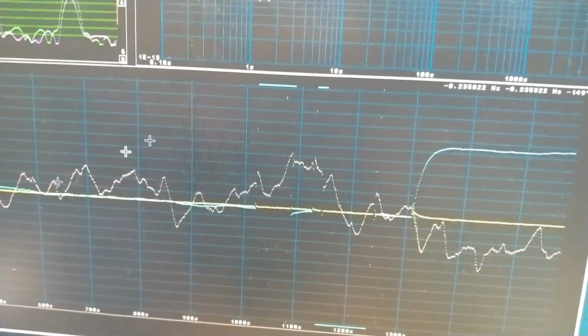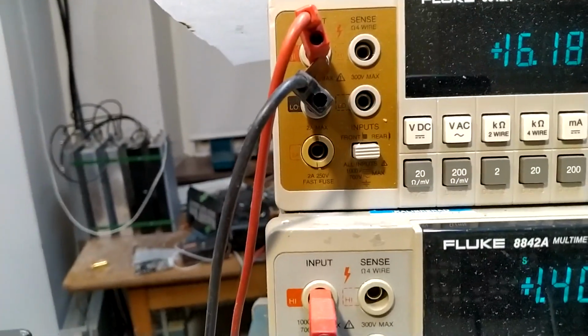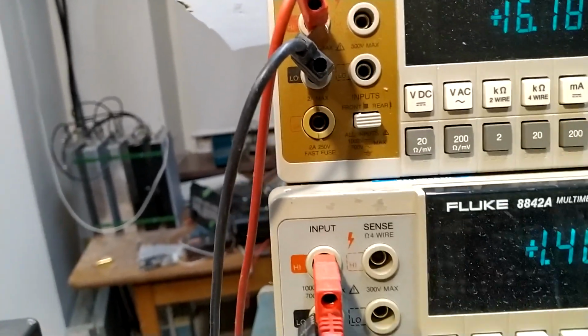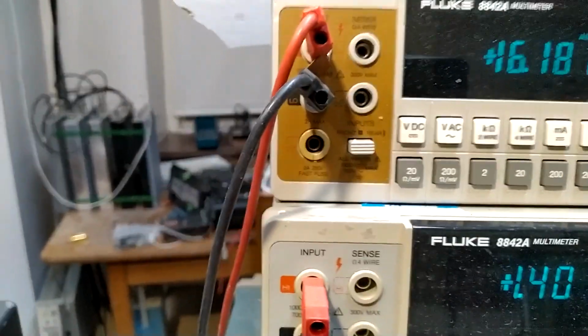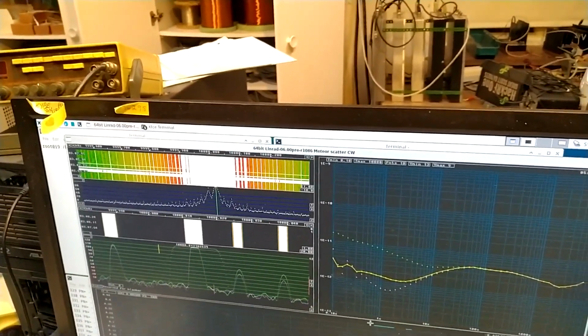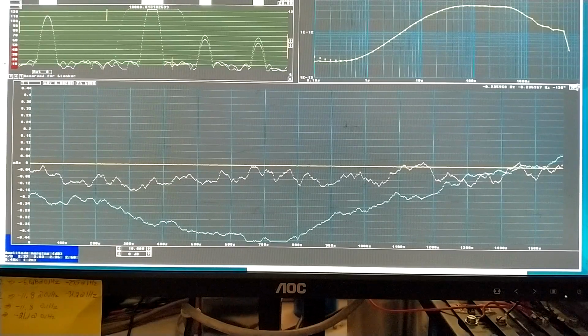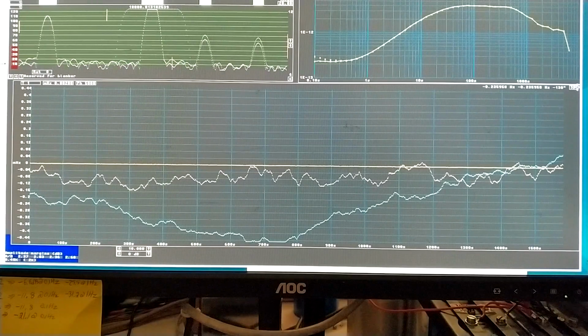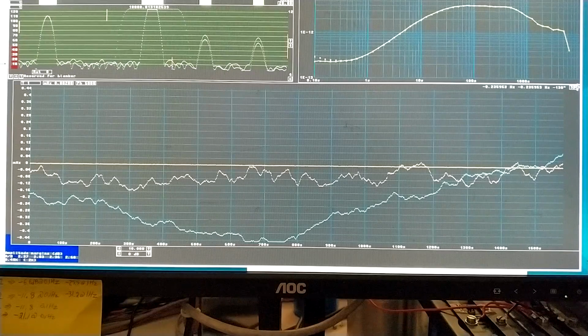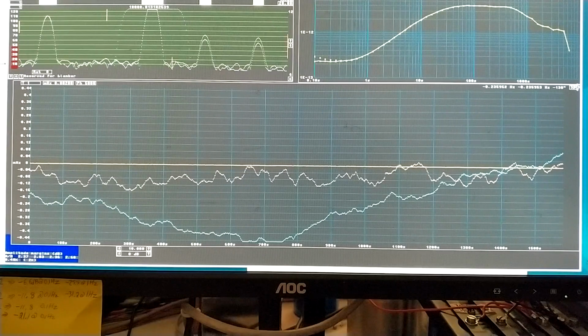And the supply voltage, it was 16.0817, and now it is 16.1812. So that is 0.1 volts. 0.1 volt gives me then 0.2 degrees. I have reduced the signal level by 10 decibels, and it seems to me that the phase is a little bit calmer now, the phase shift through the amplifier.